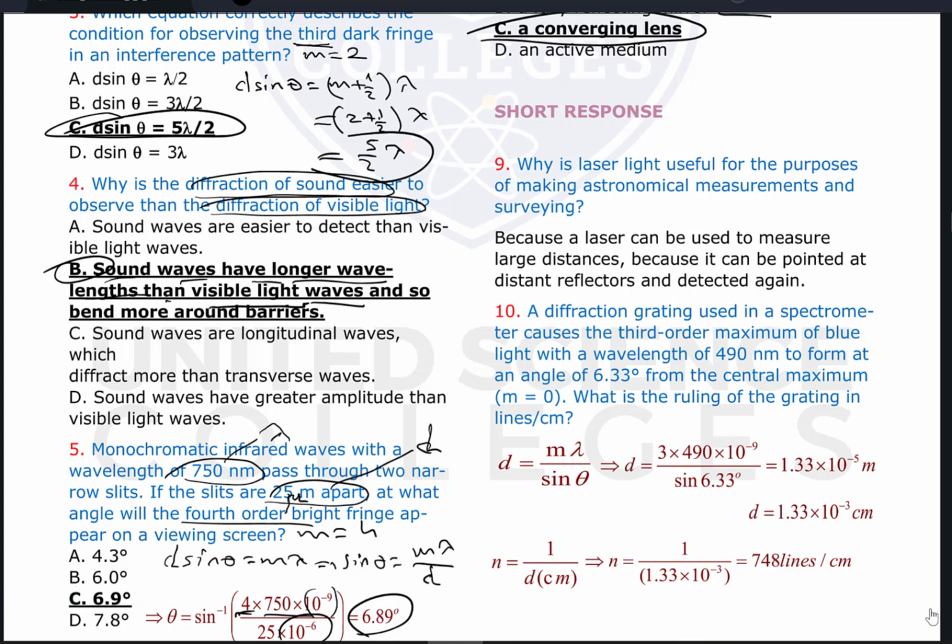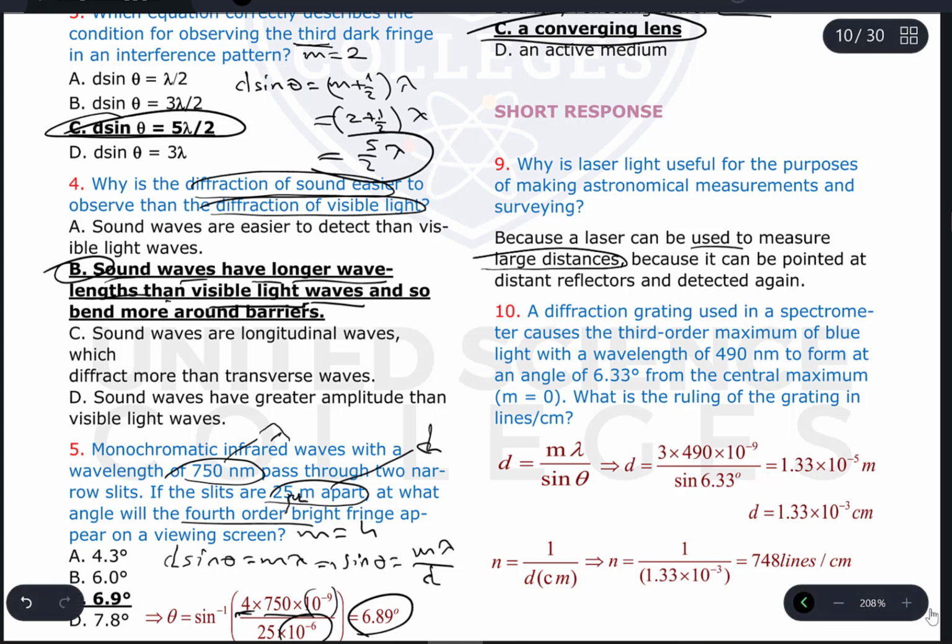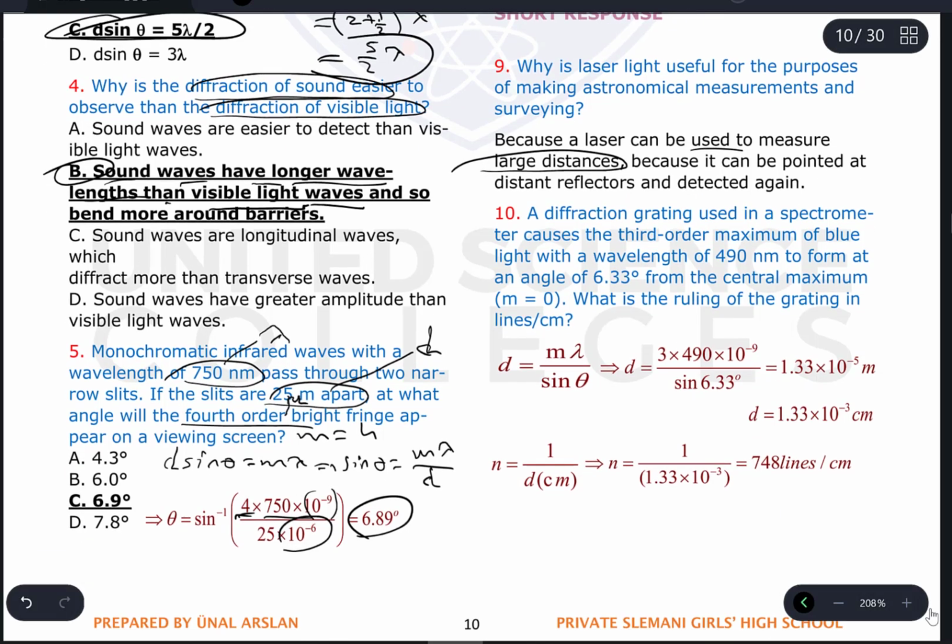Question number 9. Why is laser light useful for purposes of making astronomical measurements and surveying? Because lasers can be used to measure large distances, and they measure with very high sensitivity. They are very sensitive. Errors in the measurements are very low.